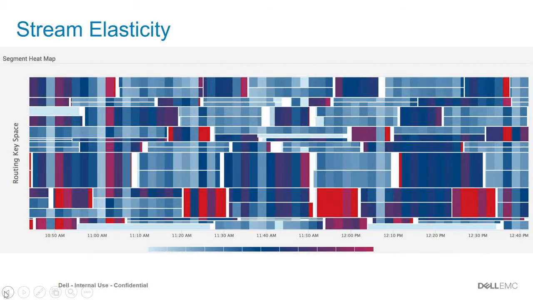If you take the heat map of a stream, it looks something like this, right? The light blue is low volume of data coming in, red is high. So at time 11:30, when it becomes very red, it splits into two segments. Similarly, on the top, you see a scale-down event where it merged two segments into one.